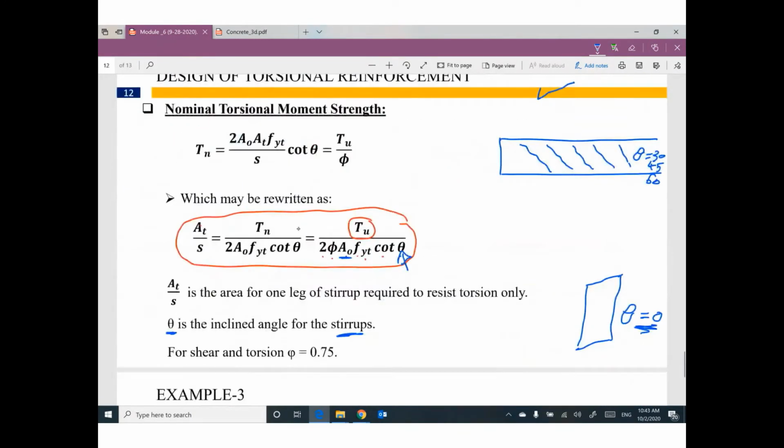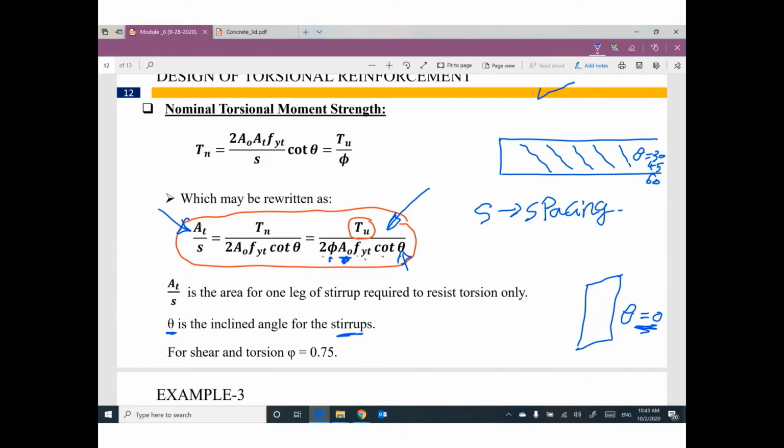Pay 0.75. Okay, this side looks good. This right side looks good. What about this left side? S is the spacing between stirrups.